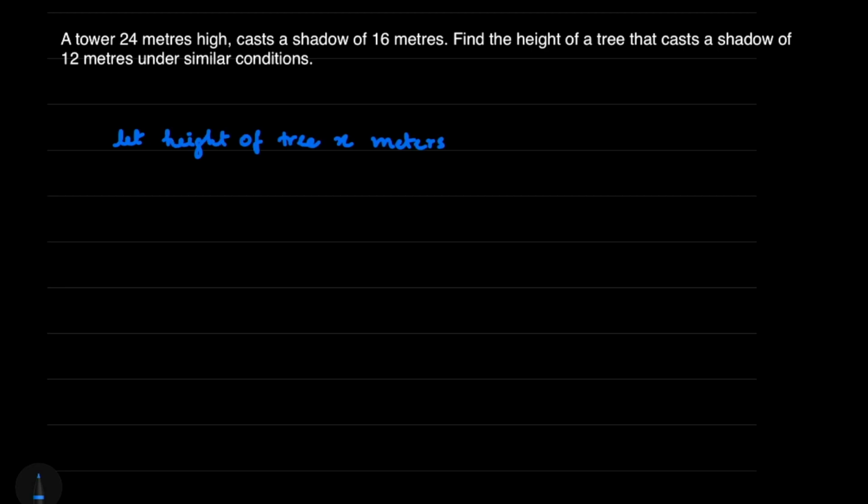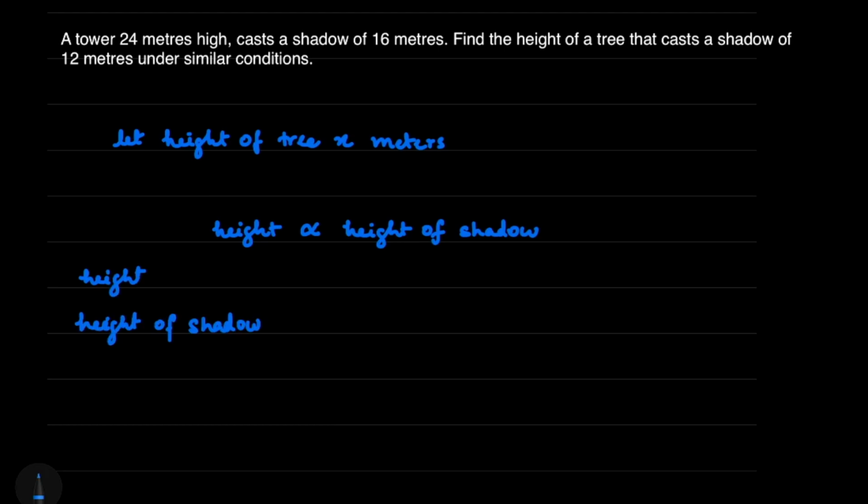And from our question and how it's framed, we have established a direct relation between the height of the tower and the height of the shadow. It's directly variational with the height of the shadow. So let's write that down, height and height of shadow. So we have for the tower, it's 24 meters.